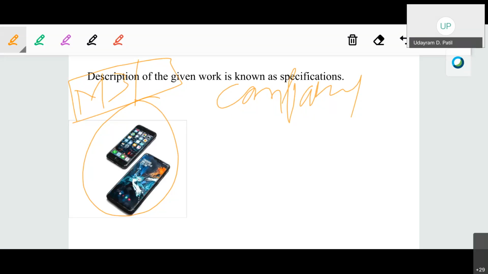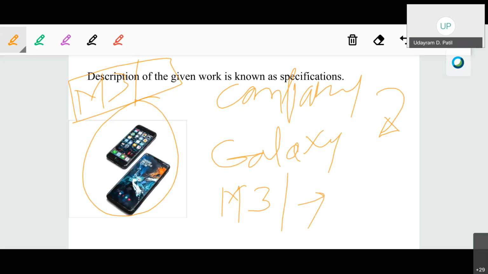Next, from that particular company, which segment am I using? I am using the Galaxy segment. From the Galaxy segment, M. Name that particular brand. Again, in the M31 brand there are numerous mobiles, which provide you with 6 GB RAM or 8 GB RAM, and a storage capacity of 64 GB or 128 GB.